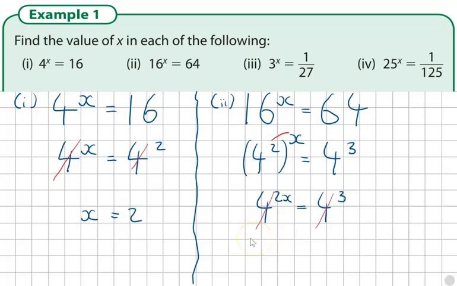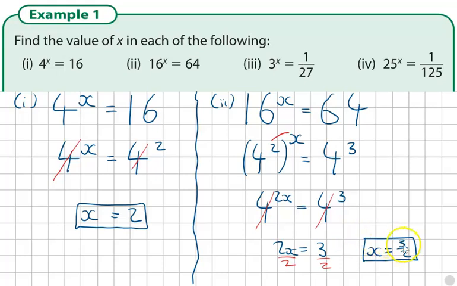And then I equate the powers. So I'm going to have 2x equals 3. And I want to solve for x, get the x on its own. So I divide both sides by 2. So x is equal to 3 over 2. So for part 1, x is equal to 2. For part 2, x is equal to 3 over 2.